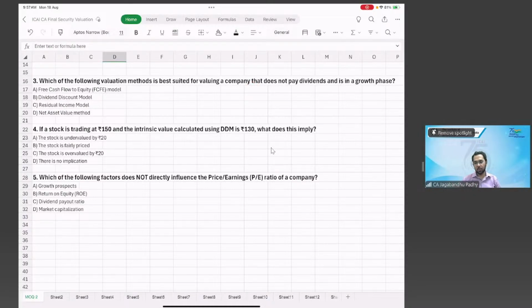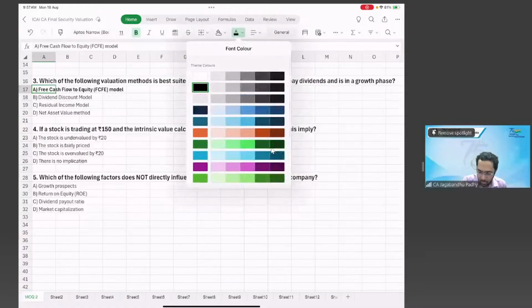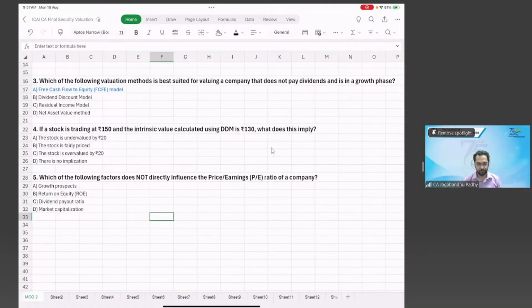Which model are we going to use if you're not paying any dividend? Of course, if you're not paying any dividend, the dividend discount model is discarded. Residual income is not something covered here. Net asset value method. But even if you don't pay dividend, if you have free cash flow to equity, the FCFE model is going to be relevant.